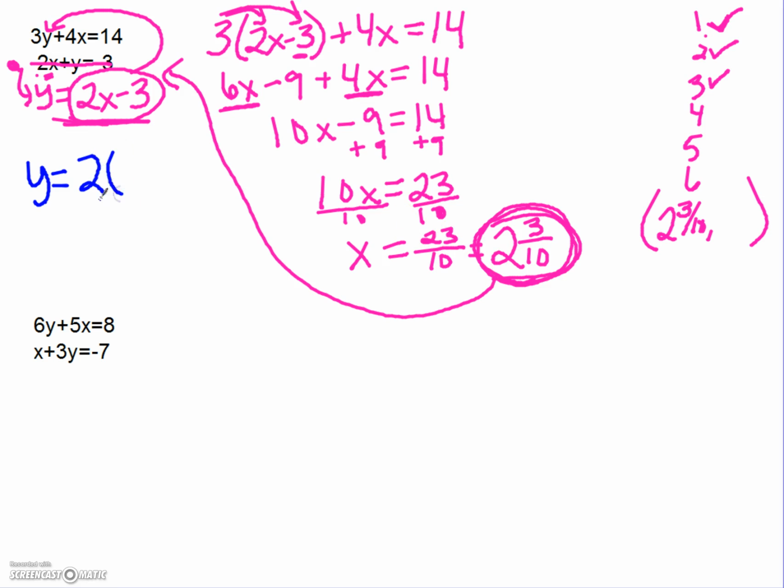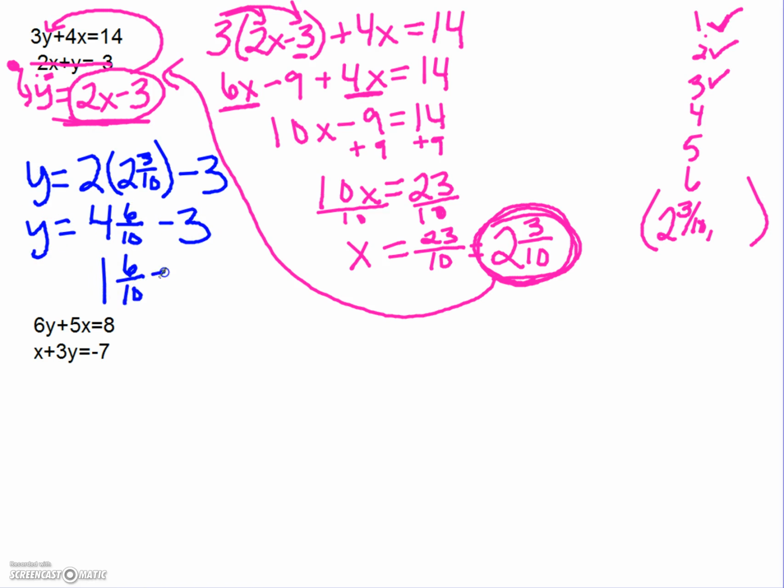Remember, x is now 2 3/10 minus 3. Okay, so 2 times 2 3/10 is 4 6/10 minus 3. Okay, just subtract 3 from your whole number, leaving you with 1 6/10, which will go down to 1 3/5 if you simplify it. So that is what my y is. So now I have x and y, and that is where my two systems would overlap.